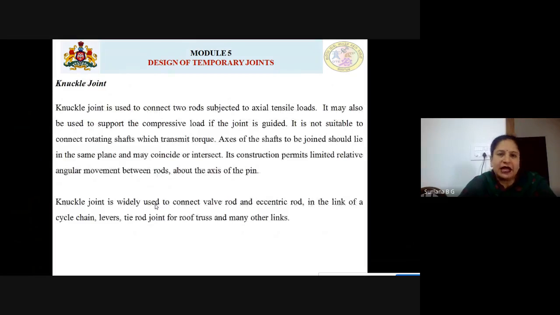A knuckle joint is also a type of temporary joint. It is used to connect two rods subjected to axial tensile load. It may also be used to support compressive load if the joint is guided. But the knuckle joint is not suitable for rotating shafts which transmit torque. The construction of the knuckle joint permits relative angular movement between the rods about the axis of the pin. It is widely used to connect valve rod and eccentric rod.